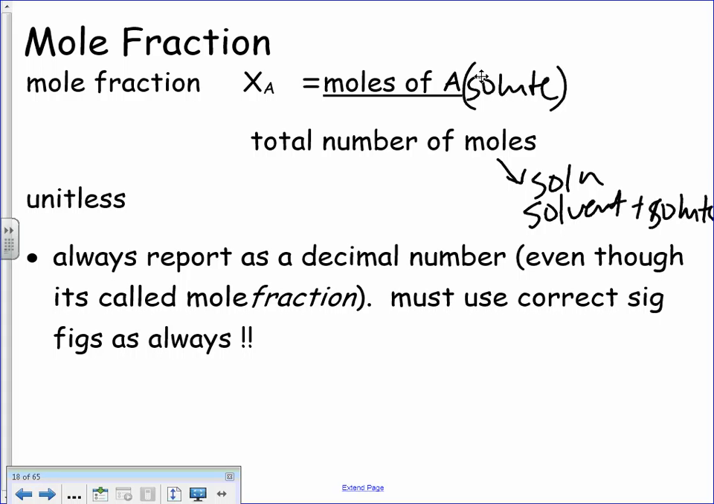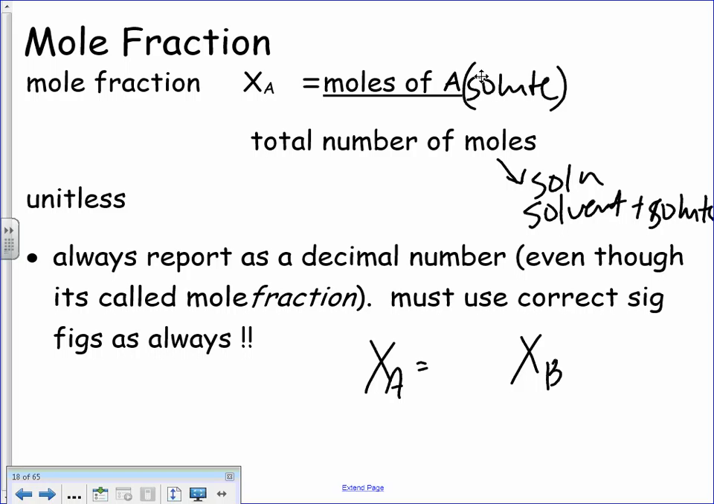And then we don't multiply by 100, so it's not technically percent, but we also don't leave it as a fraction this time. We report it as a decimal. And if we report it as a decimal, let's say I have two things in my solution, a solute and a solvent. What will the mole fractions combine to equal?